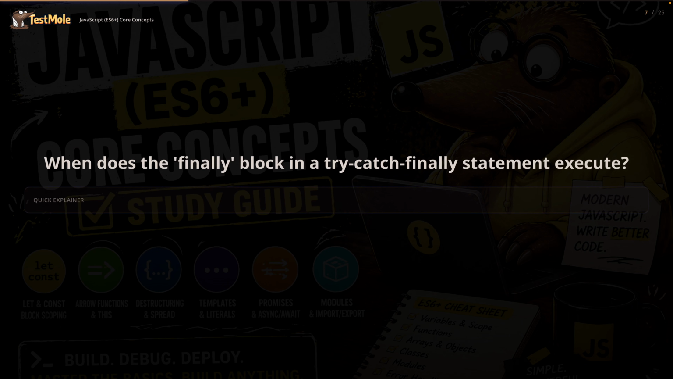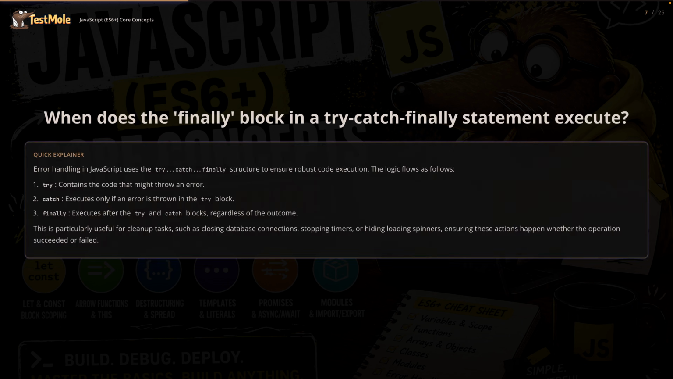When does the finally block in a try-catch-finally statement execute? Error handling in JavaScript uses the try, catch, finally structure to ensure robust code execution. The logic flows as follows. Try contains the code that might throw an error. Catch executes only if an error is thrown in the try block. Finally executes after the try and catch blocks, regardless of the outcome. This is particularly useful for cleanup tasks such as closing database connections, stopping timers, or hiding loading spinners, ensuring these actions happen whether the operation succeeded or failed.